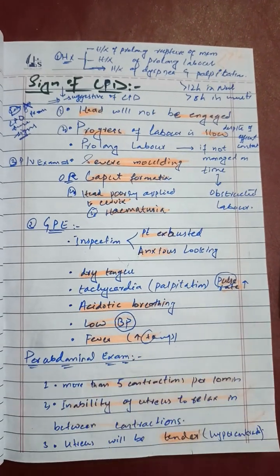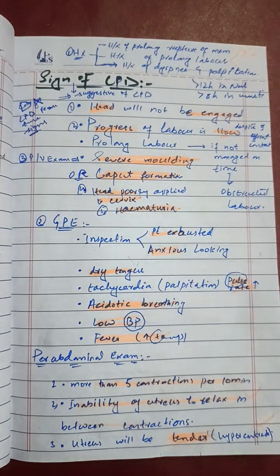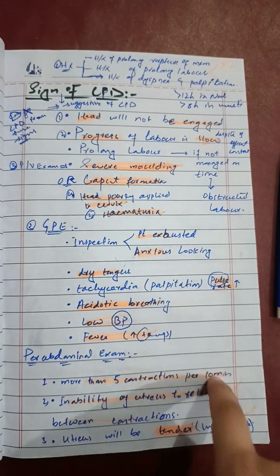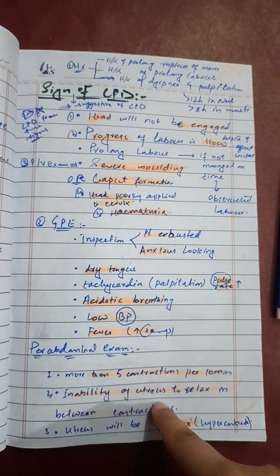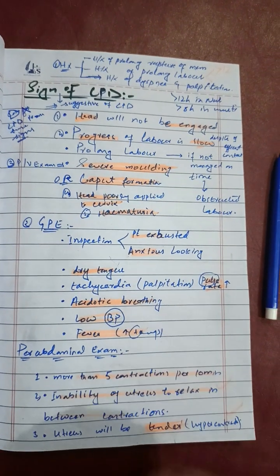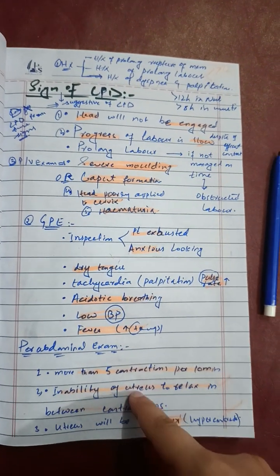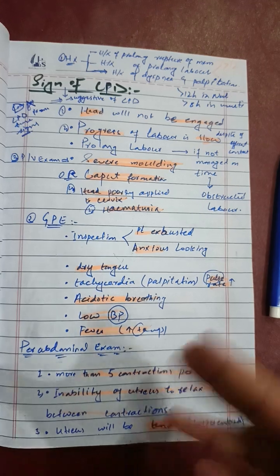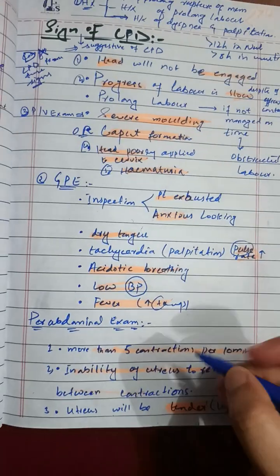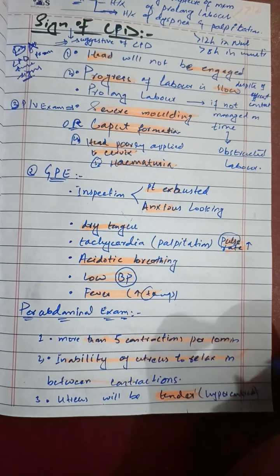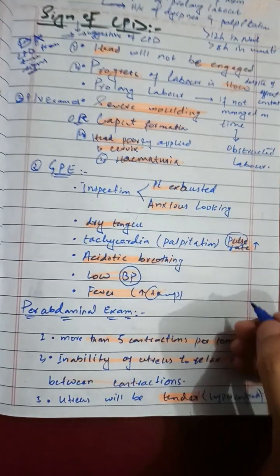Normally there are 3 to 4 contractions every 10 minutes, but if there are more than 5 contractions every 10 minutes, it is called hypercontracted uterus. The uterus will also be tender in such women, and the uterus will be unable to relax in between the contractions. If the uterus is contracting continuously and is unable to relax in between, this will cause fetal hypoxia.